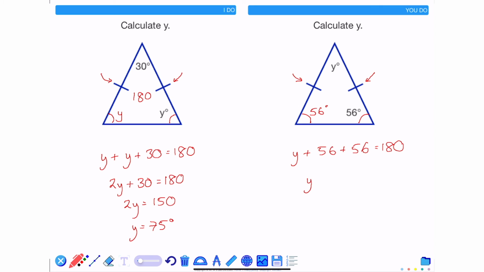Simplifying the left-hand side, y plus 112 will equal 180, and subtracting 112 from both sides leaves y as being 68 degrees.